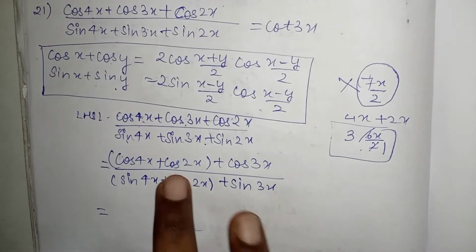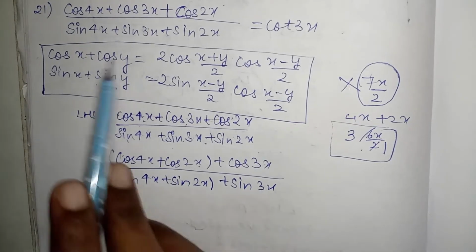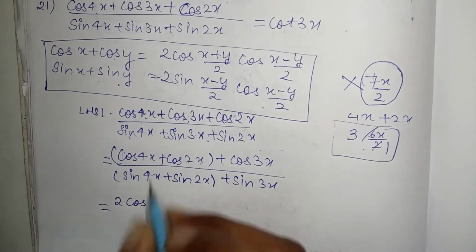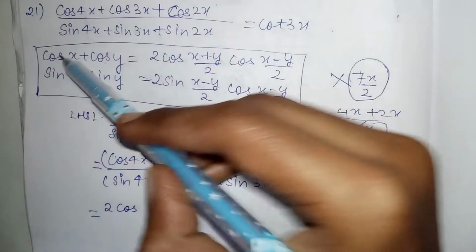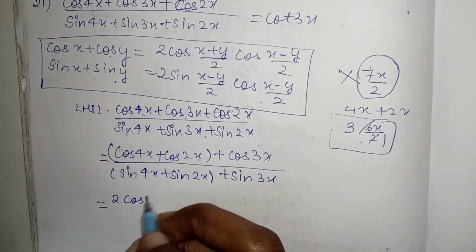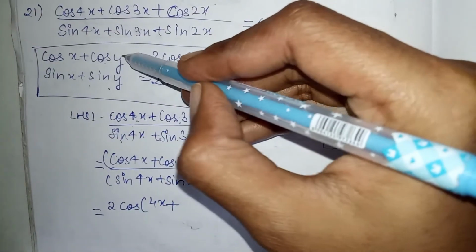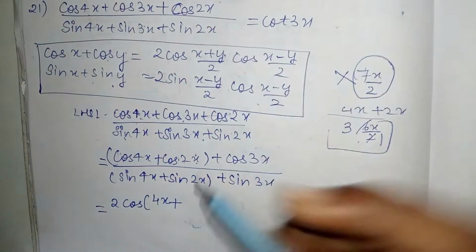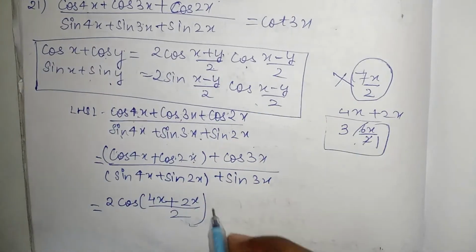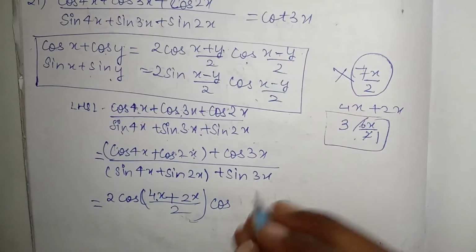So now clearly we can apply the formula. See, cos 4x plus cos 2x is this one. So you have to apply 2 cos of x plus y by 2. In place of x, 4x, plus in place of y, 2x, divided by 2. And again cos of x minus y by 2. So we know the value now, right? We just have to keep the minus sign change.